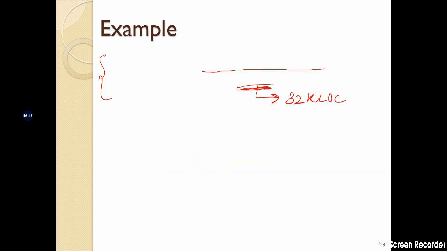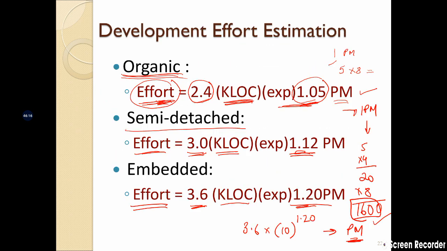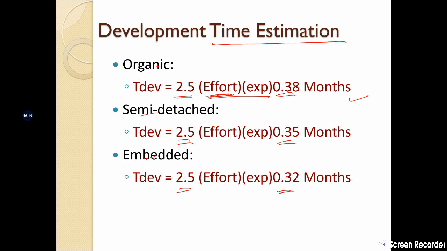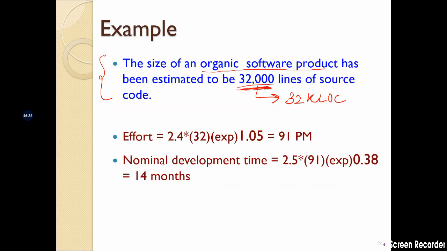Remember that the formula is given in KLOC, that's kilo lines of code. So you convert 32,000 lines of code into kilo lines of code, and then you can substitute it in this equation. Just remember that you have to find it in kilo lines of code. In this case, 32 is what I have found out. For the organic software, what is the formula? Effort is 2.4 into kilo lines of code to the power 1.05. You substitute all the values here, you get 91.